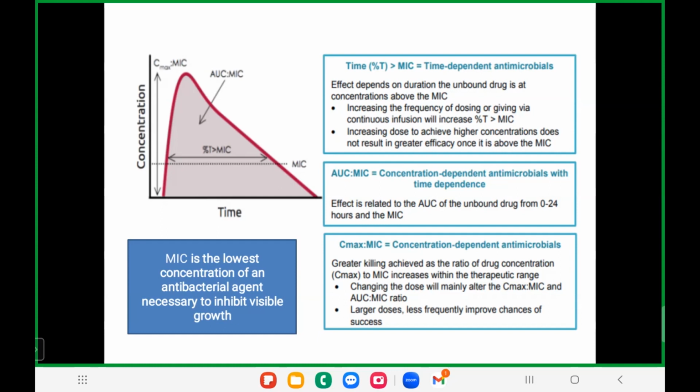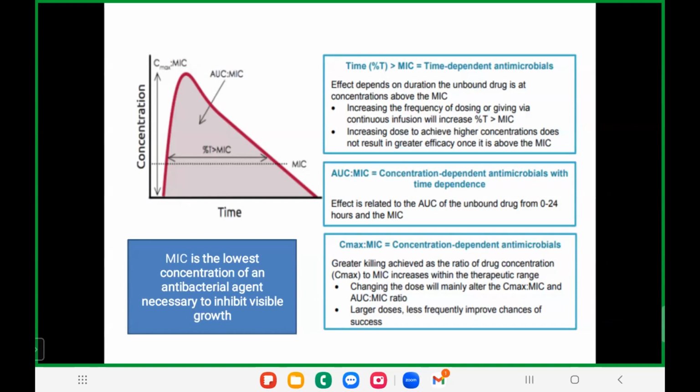For that, you need to give the dosing such that the concentration stays above the MIC at any given point of time. The best examples are penicillins. Penicillins need frequent dosing, like your meropenem. They need to be given 8th hourly, 6th hourly for piperacillin, because each time you are making sure the plasma concentration is above the MIC at any given point of time, so that they can induce the killing.